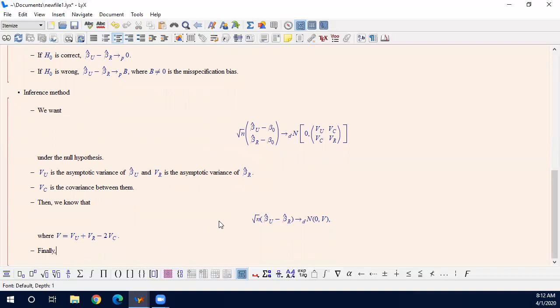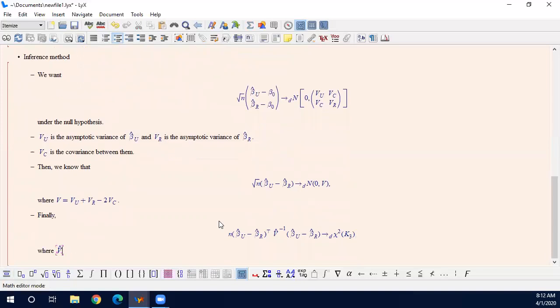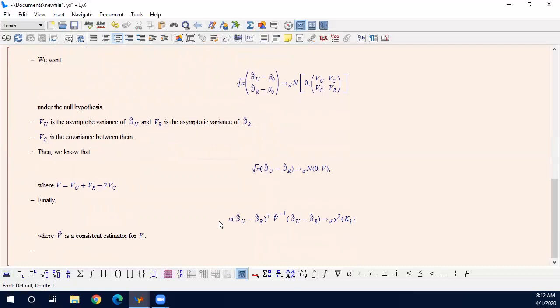And then finally, we have n times hat beta U minus hat beta R transpose hat V inverse hat beta U minus hat beta R converging to chi square K3, where hat V is a consistent estimator for V. So this is the general theory. And as I explained last time, there are two complications in here. Problem first, it is a little bit more complicated to calculate the covariance.